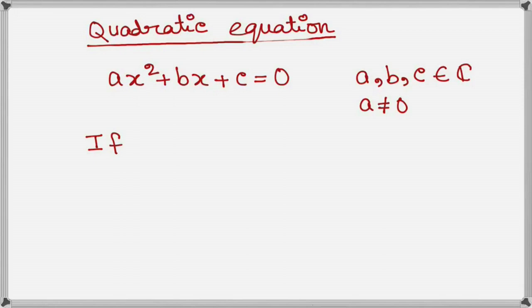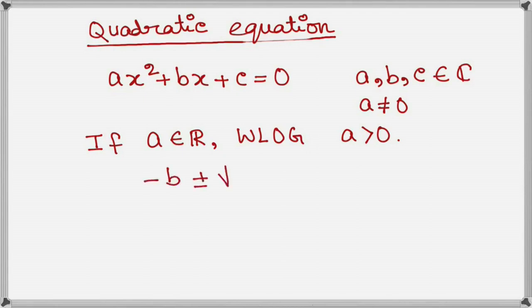Now if a is real, then without loss of generality, we can take a to be positive. Because if a is negative, then we know minus of a is positive. So we can multiply the polynomial equation by minus 1 and we would get the coefficient of the term x² in the polynomial equation to be positive. This quadratic equation has exactly two solutions, namely (−b ± √(b² − 4ac)) divided by 2a.